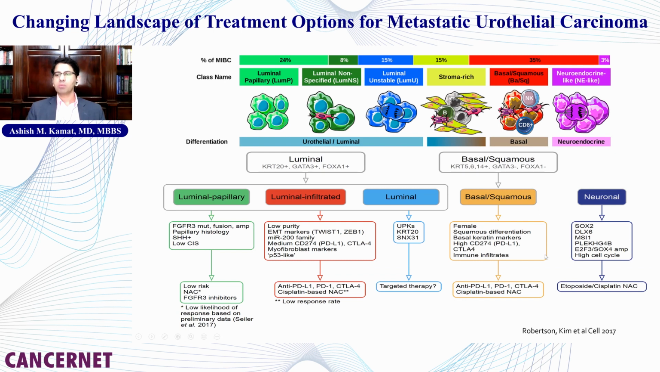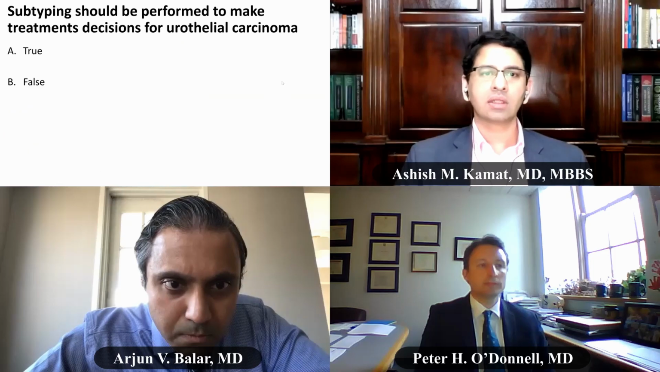And it's nowhere more clear than in the neuronal subtype, where clearly these patients, even if they don't have pathologic features of small cell carcinoma or neuronal carcinoma, clearly respond better to etoposide and cisplatin. But in the interest of time, of course, I'm not going to go into that in too much detail.